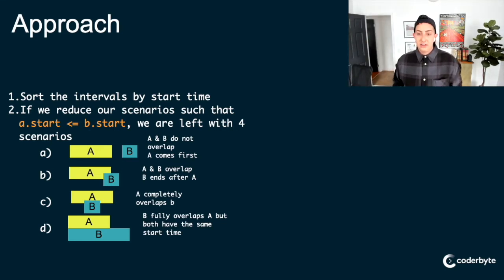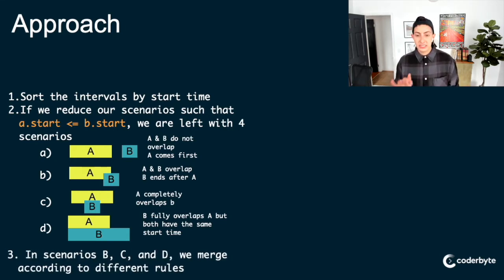Essentially, each of these scenarios is going to map to a specific place in the code where it falls into one of these scenarios. So what do we do now? That's the question. In scenarios B, C, and D we will merge. All of those have overlapping intervals, so we have to merge them according to different rules, depending on which scenario it falls into. In A, the first scenario, where they don't overlap, we don't merge. That's a case, but it's not going to result in a merge. We're going to take both of those intervals, again, because they don't overlap.